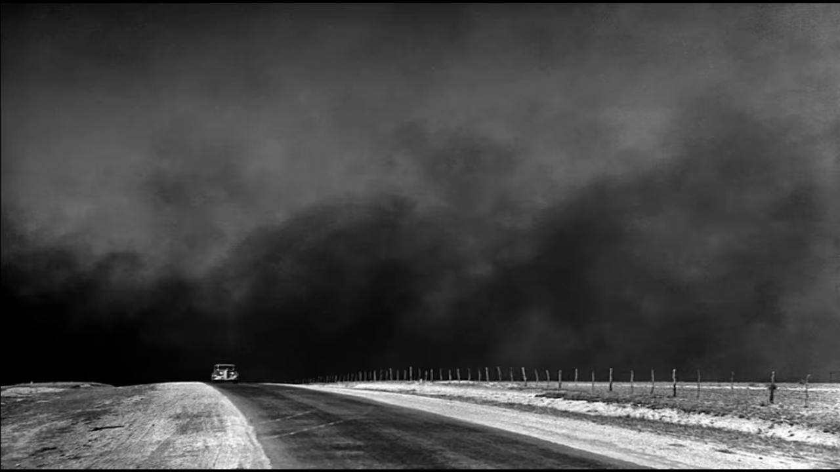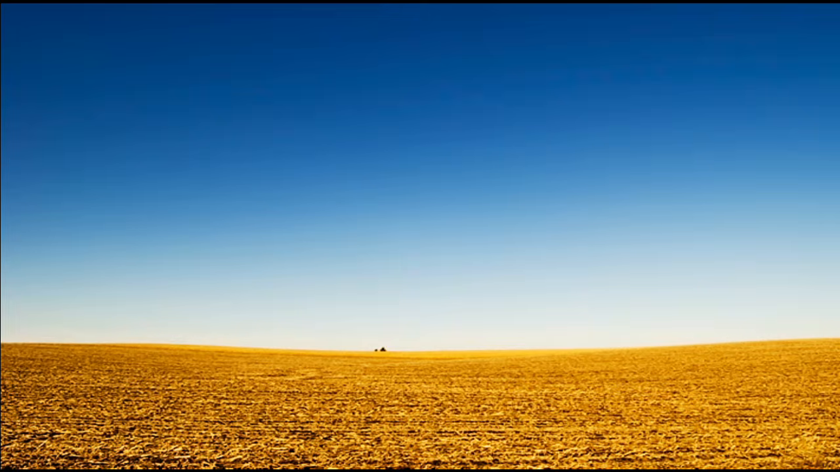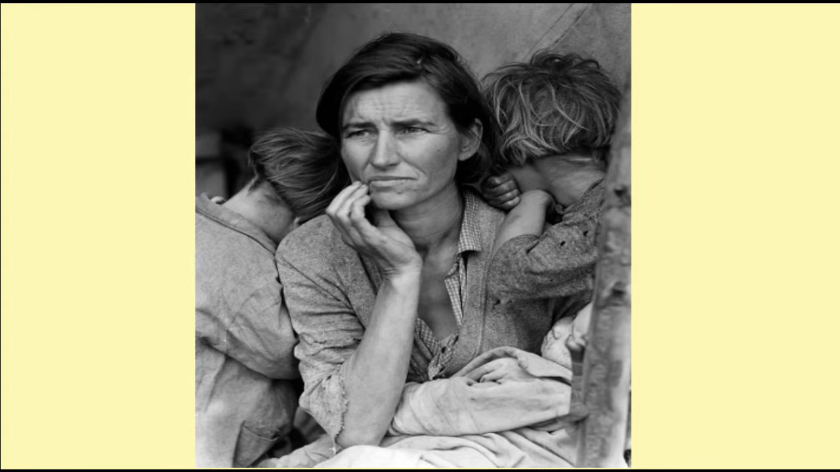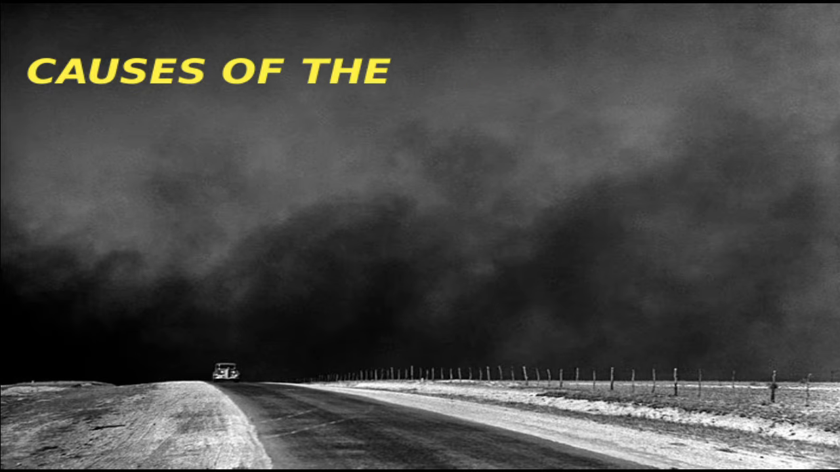In the 1930s, the farmers in the Great Plains of the United States suffered incredible hardship. Severe dust storms ravaged the Great Plains and devastated the farmland, destroying the livelihoods of many families. But what caused these devastating dust storms? Where did they come from? And how could they cause so much misery for so many? Today, it's time to learn about the causes of the Great Dust Bowl.